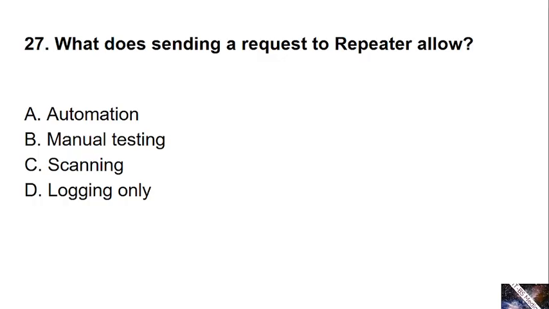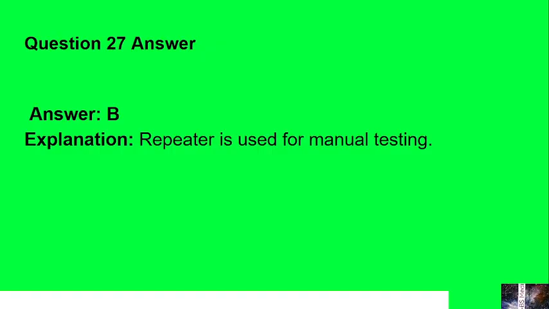Question number 27. What does sending a request to Repeater allow? Automation, manual testing, scanning, logging only. What is your option? Answer is B. Repeater is used for manual testing.